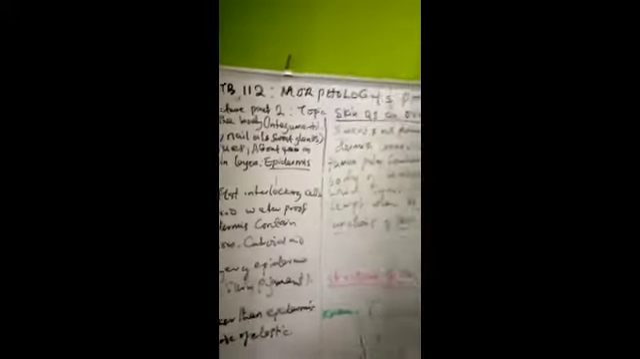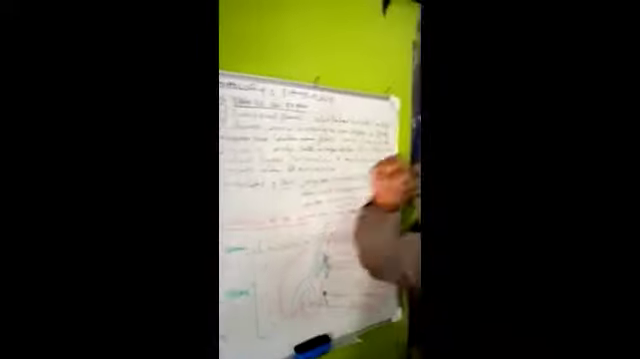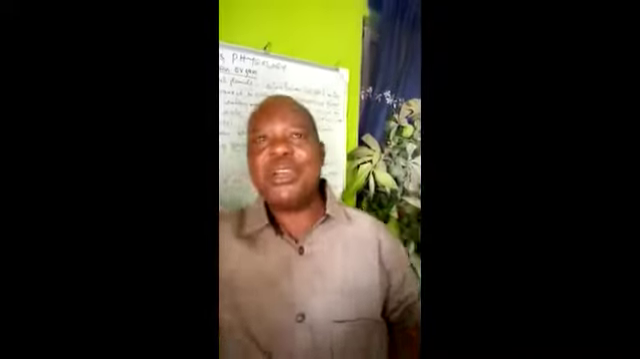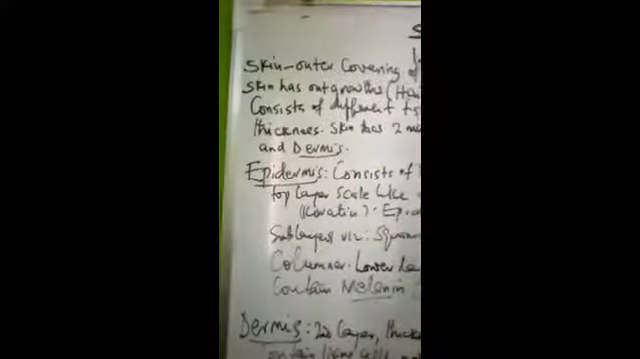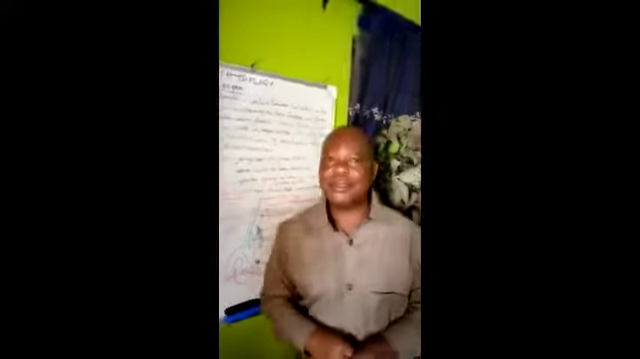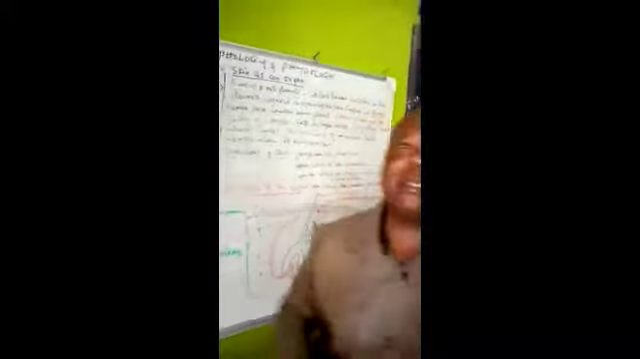The skin thickness is about 4 millimeters. The skin contains two major layers, the epidermis and the dermis. Two major layers. The outermost cover of the skin is the epidermis.